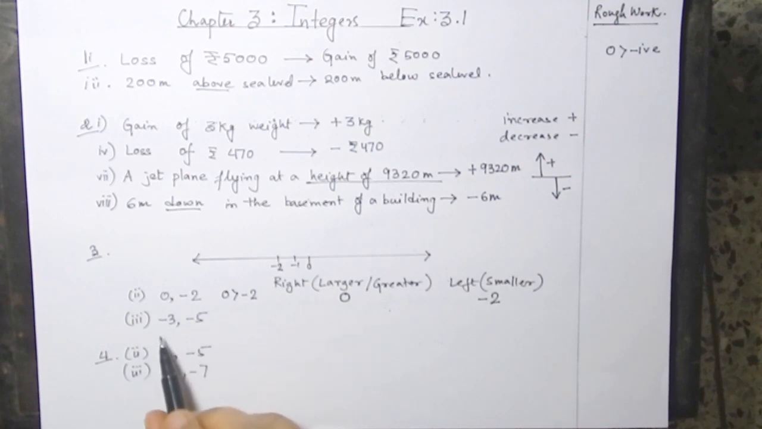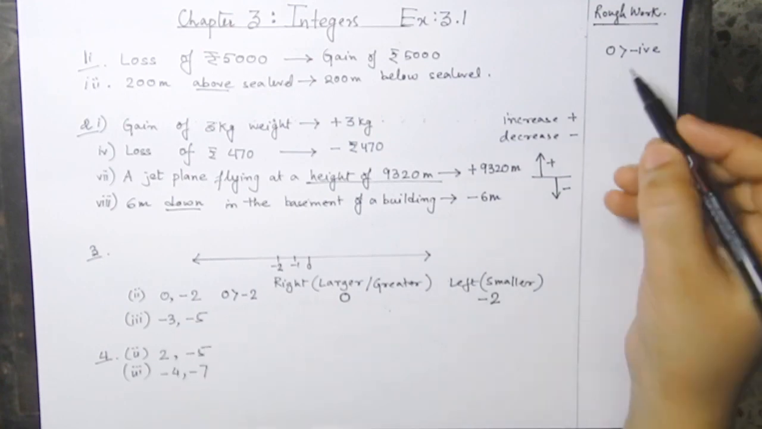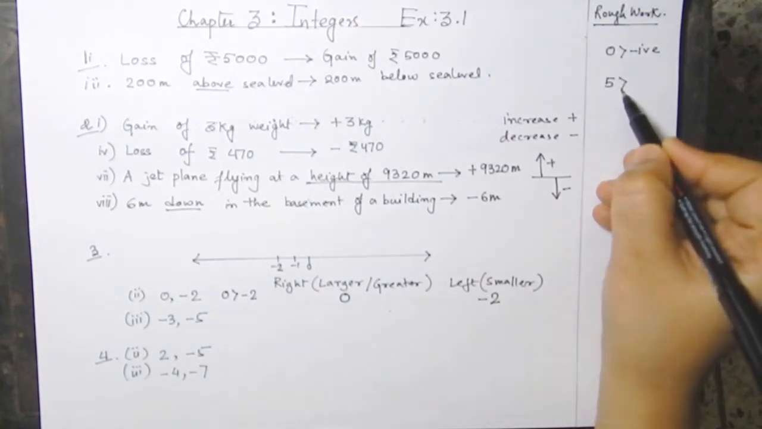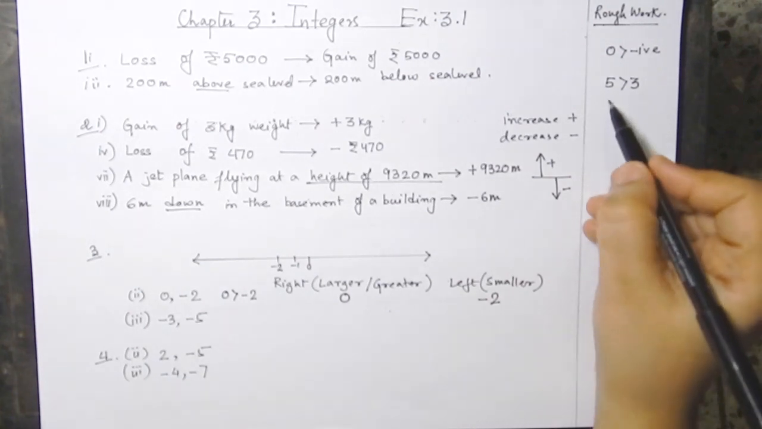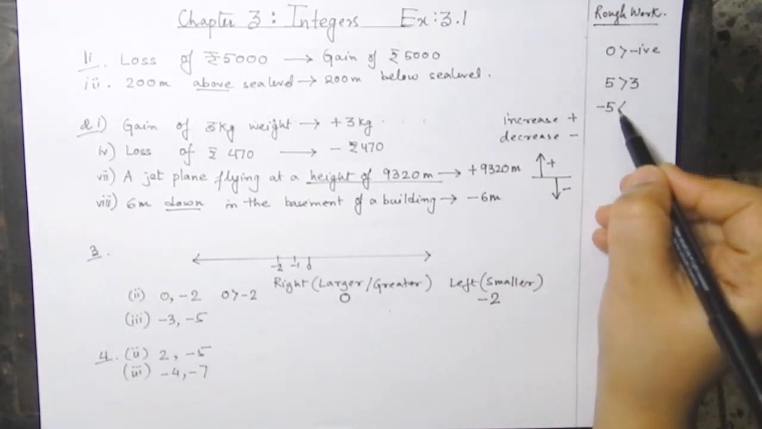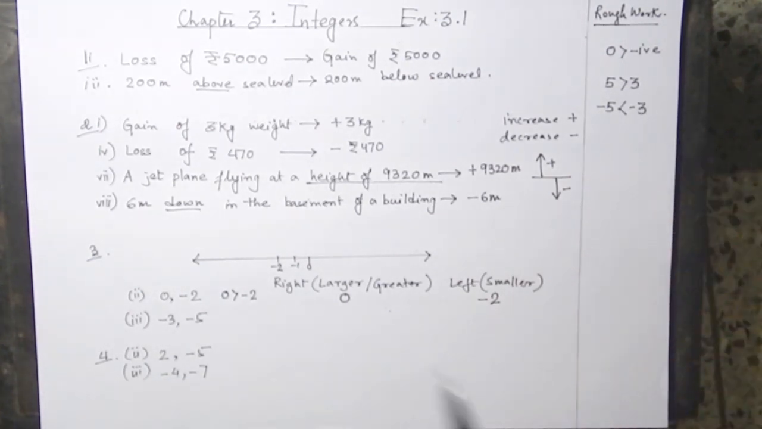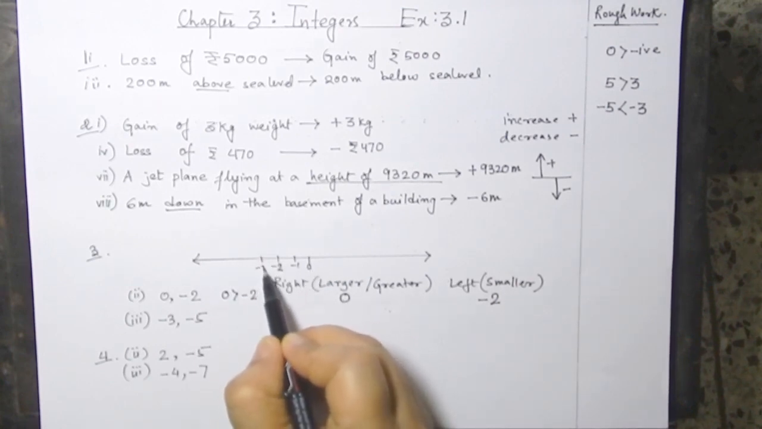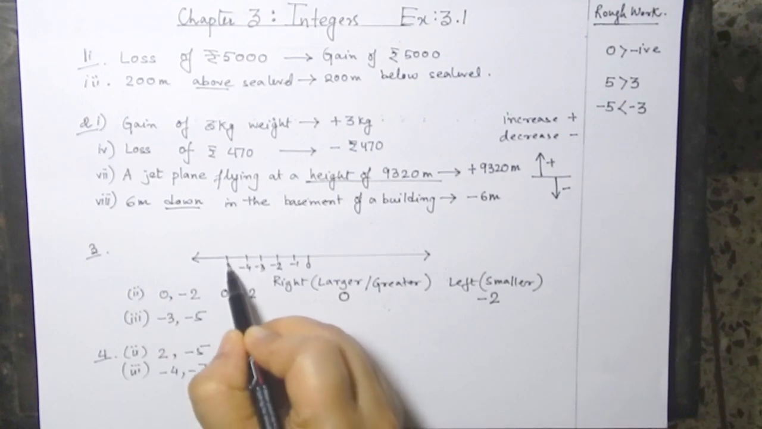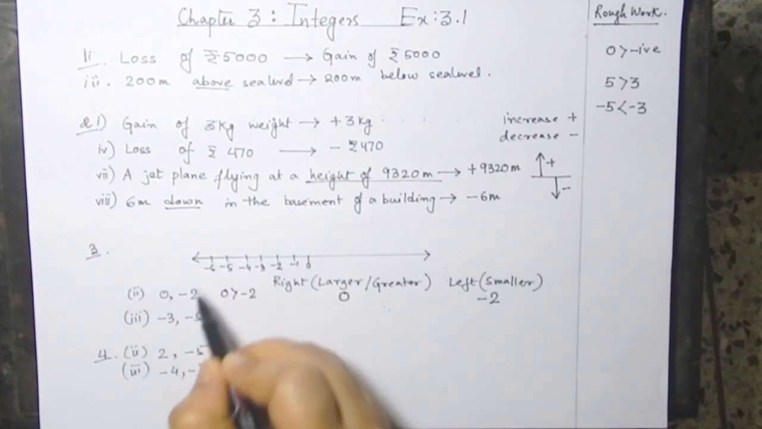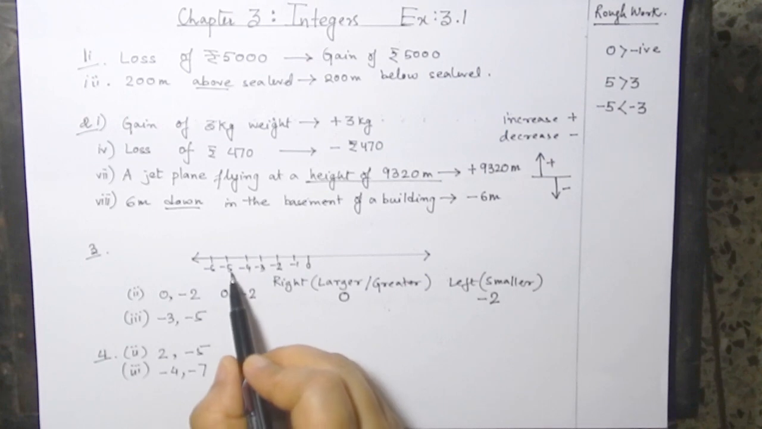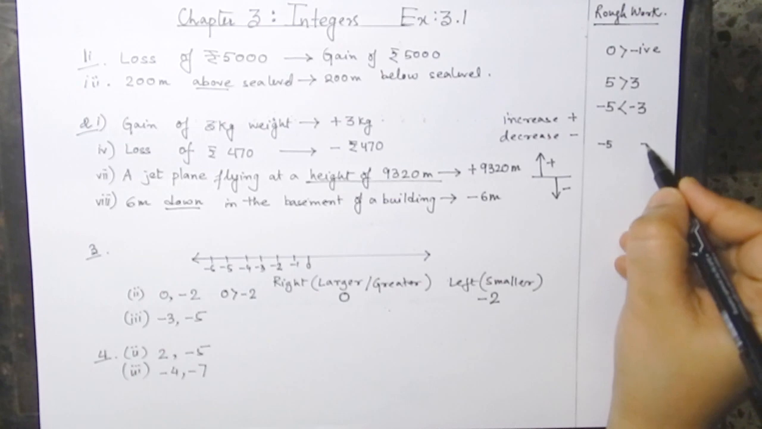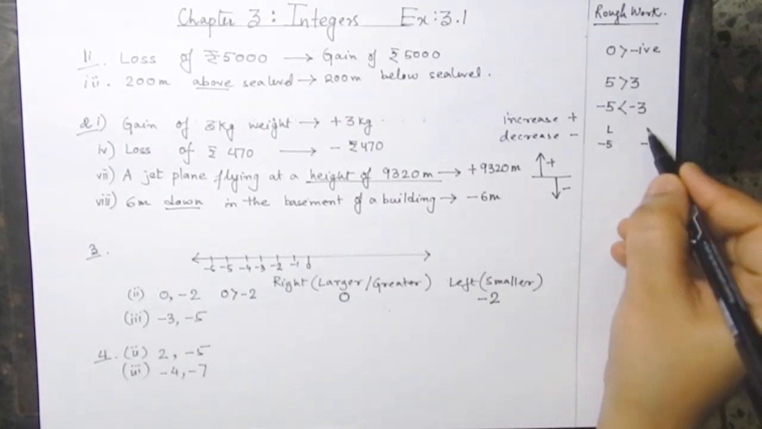Minus 3, minus 5. Now this is an important question. In positive numbers, we know that 5 is greater than 3. But in case of negative numbers, minus 5 will be less than minus 3. Let's see why. Now if we continue in this way, minus 1, minus 2, minus 3, minus 4, minus 5, minus 6, you will notice that minus 5 is on the left of minus 3. So this is left, this is right.